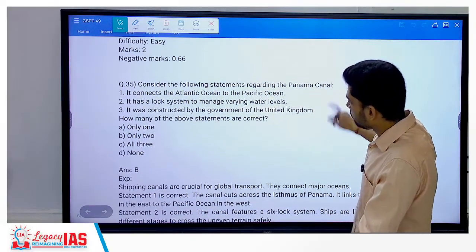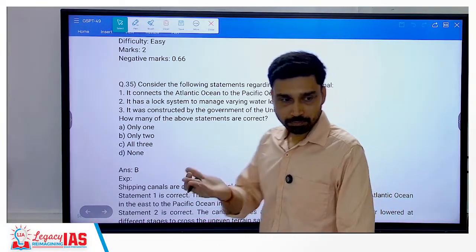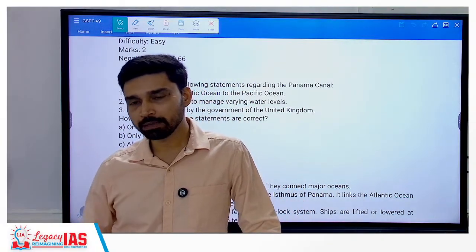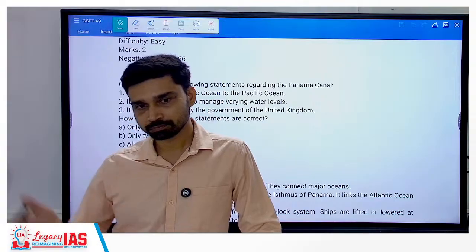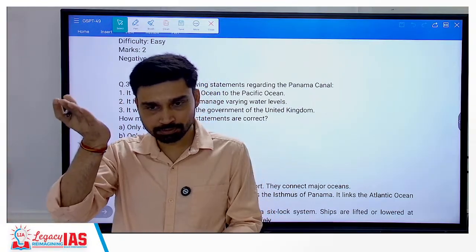Panama Canal connects, simple, Atlantic to Pacific. Lock system. Lock system means basically the level of the Atlantic Ocean is what? Lower, and Pacific Ocean is relatively what? No. Atlantic, what do you have? Atlantic is higher, Pacific is lower.